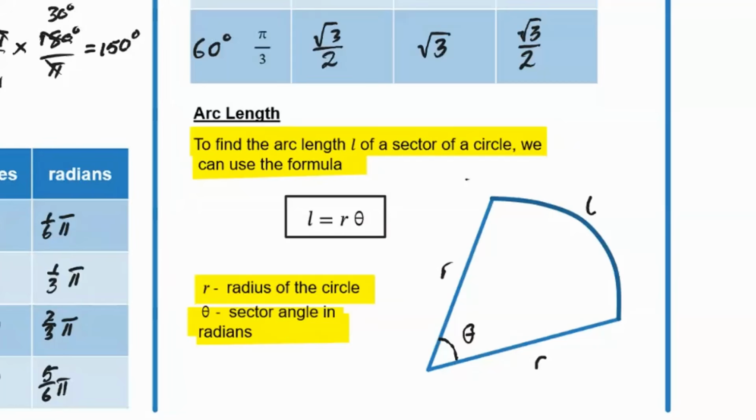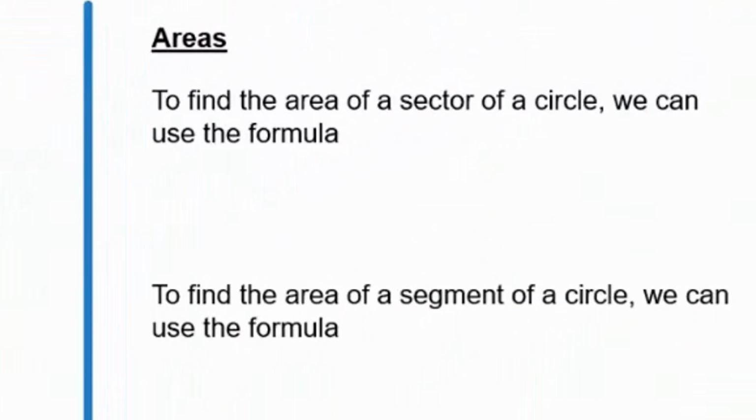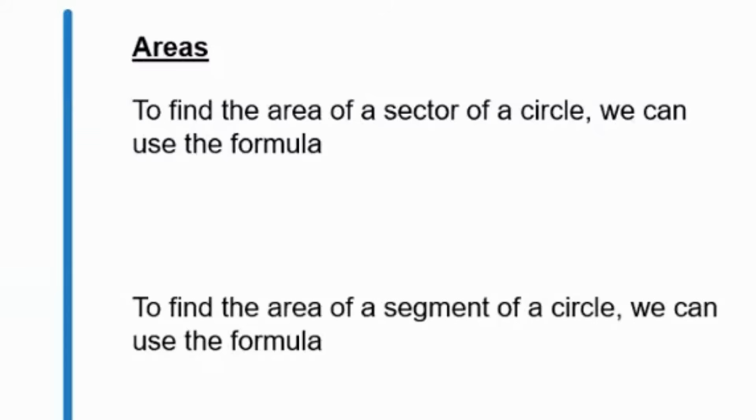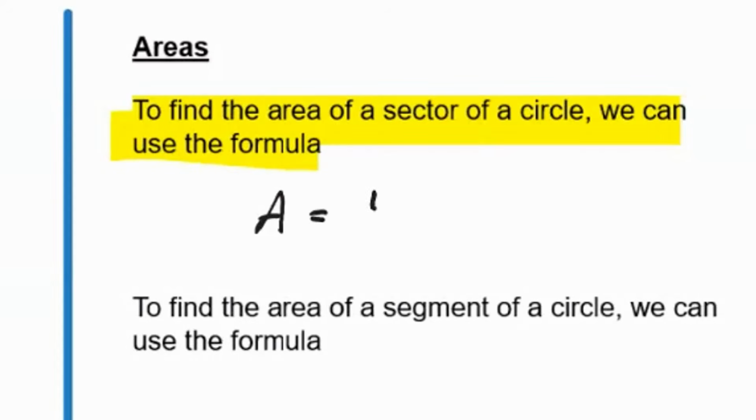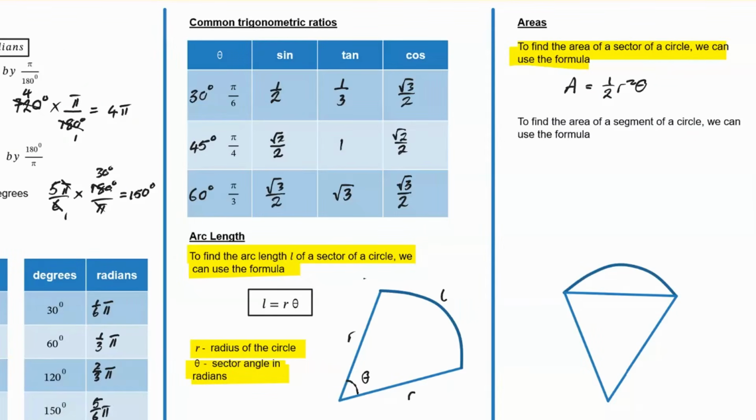Let's go to the next important thing, and that's areas, how we find the area. First of all, we want to see how we can find the area of a sector of a circle. The formula that we use for that is area is equal to half r squared theta. The same conditions apply: theta should be in radians. So that's the formula for the area of a sector.